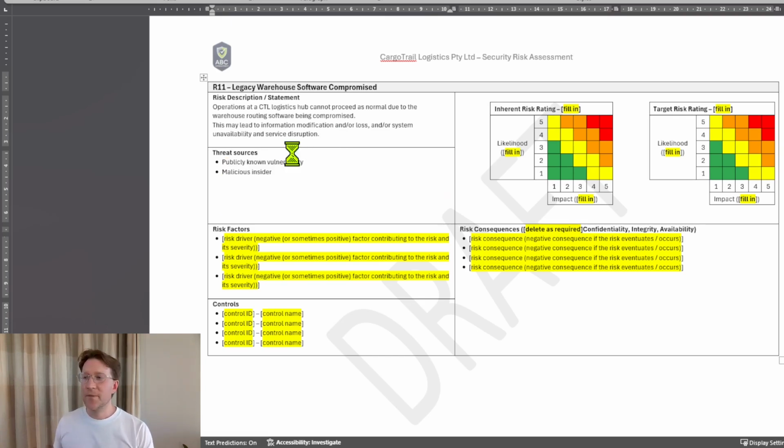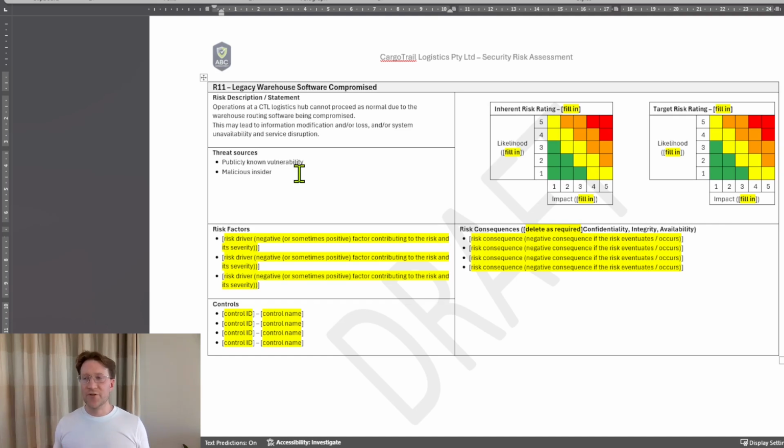For threat sources, as mentioned, a big one when it comes to legacy software is publicly known vulnerabilities that someone has already discovered, and they can link that to a certain type of software, a certain version of that software. If someone knows that you're using that, then they essentially know your vulnerabilities straight away.